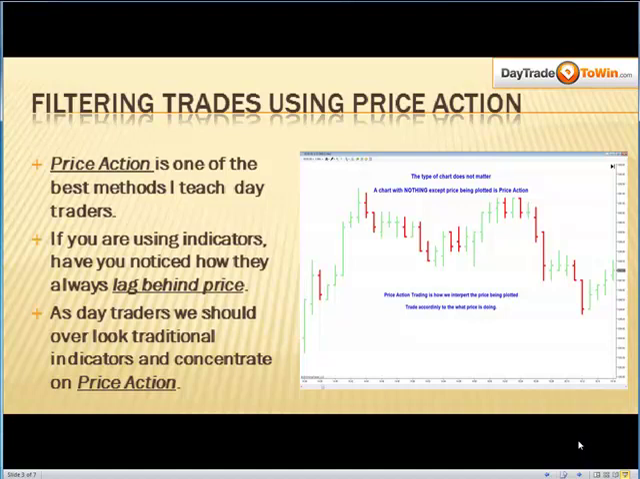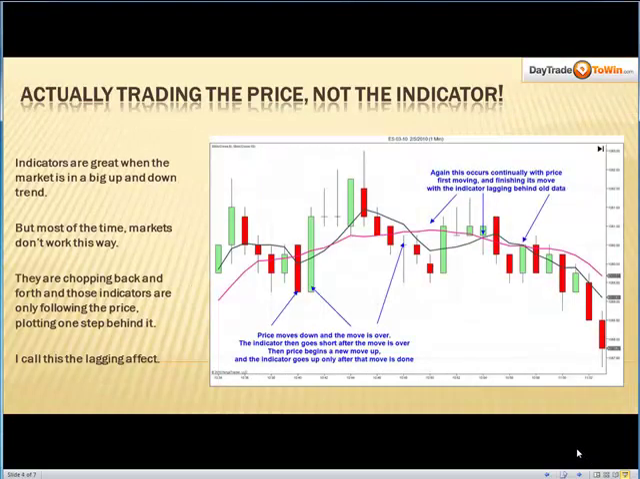I use price action as my main filtering method. Really, price action is one of the best methods I teach day traders. Those of you who are using indicators, you have asked me, and also we agree, that indicators usually lag behind price. I say usually because when there's a big up move or big down move, that indicator might catch it. But normally, if you're using indicators, haven't you noticed how they always lag behind price? As day traders, we should overlook traditional indicators and really concentrate on price action. Actually trading the price, not the indicator, is what we're after.